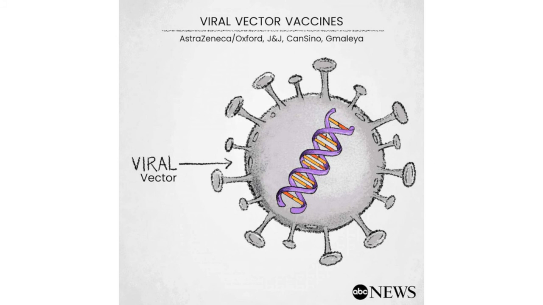Viral vector vaccines use a different virus as a vector which delivers a gene that instructs the cell to make a SARS-CoV-2 antigen, which triggers the immune response. Both of these vaccines don't have a threat of causing illness as they do not use the actual virus particles to induce an immune response.